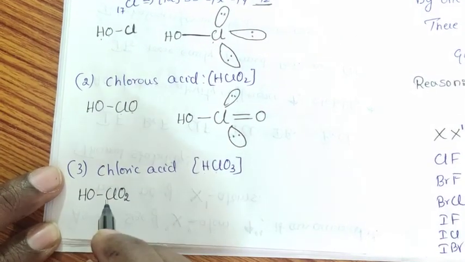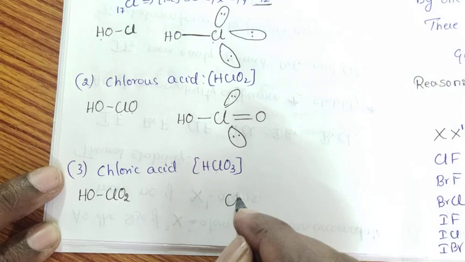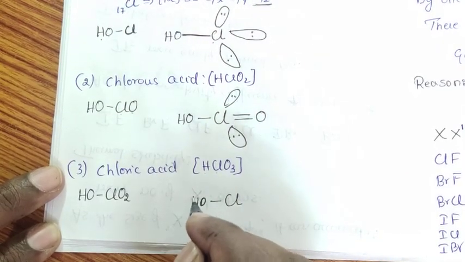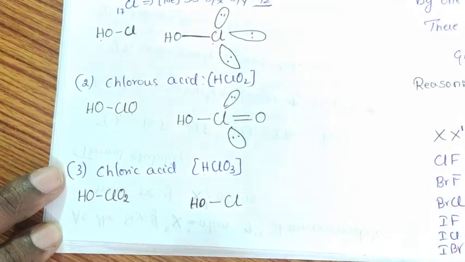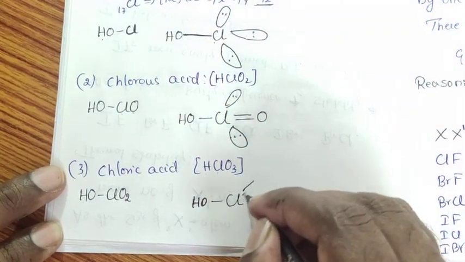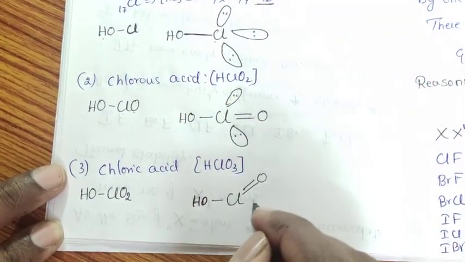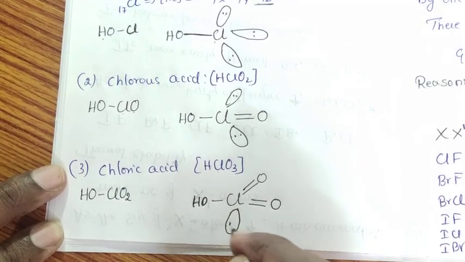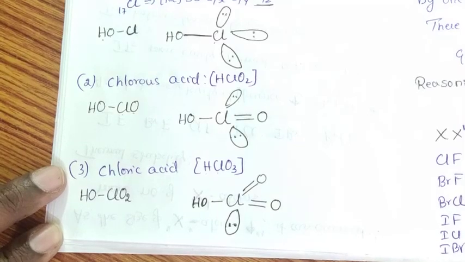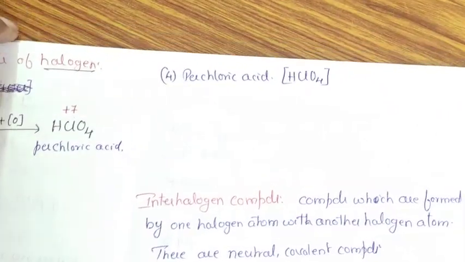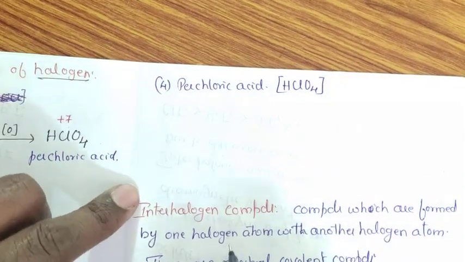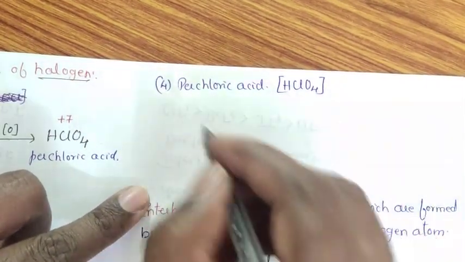OH, Cl, O2, in this is a chlorine. Out of 7 electrons, 1 electron is involved in the bond formation with the hydroxyl group. Still 6 electrons are there. Out of 6 electrons, 2 electrons are involved in the bond formation with the oxygen atom, and the remaining one lone pair is there. Then coming to perchloric acid. In case of perchloric acid, I'll write like this.